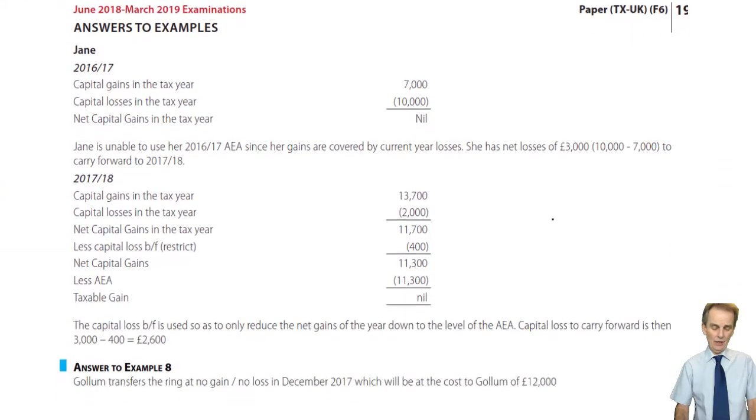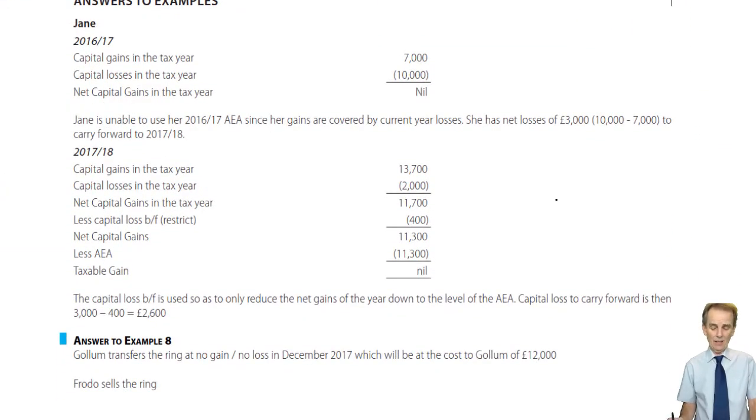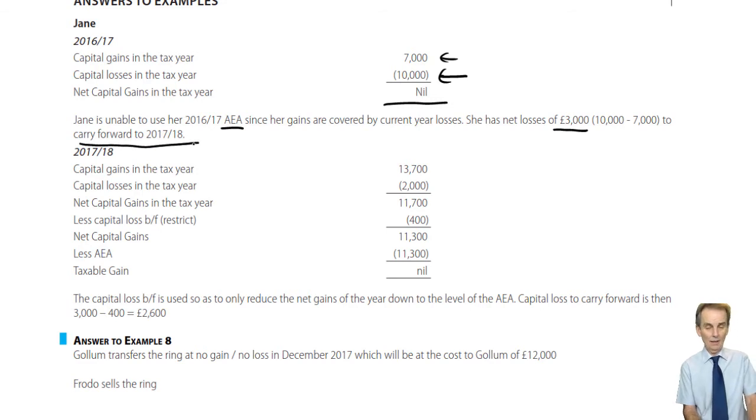Somewhat more interesting, the situation for Jane. In 16-17, we have more losses than we have gains. So there are nil gains taxable in that year and unable to use her AEA, but it does mean that we have net losses of £3,000 to carry forward there, at least until 17-18, or indeed without time limit to go against any future gains. But when it is carried forward, we only have to use those losses against those net gains of a future year in excess of the then AEA.